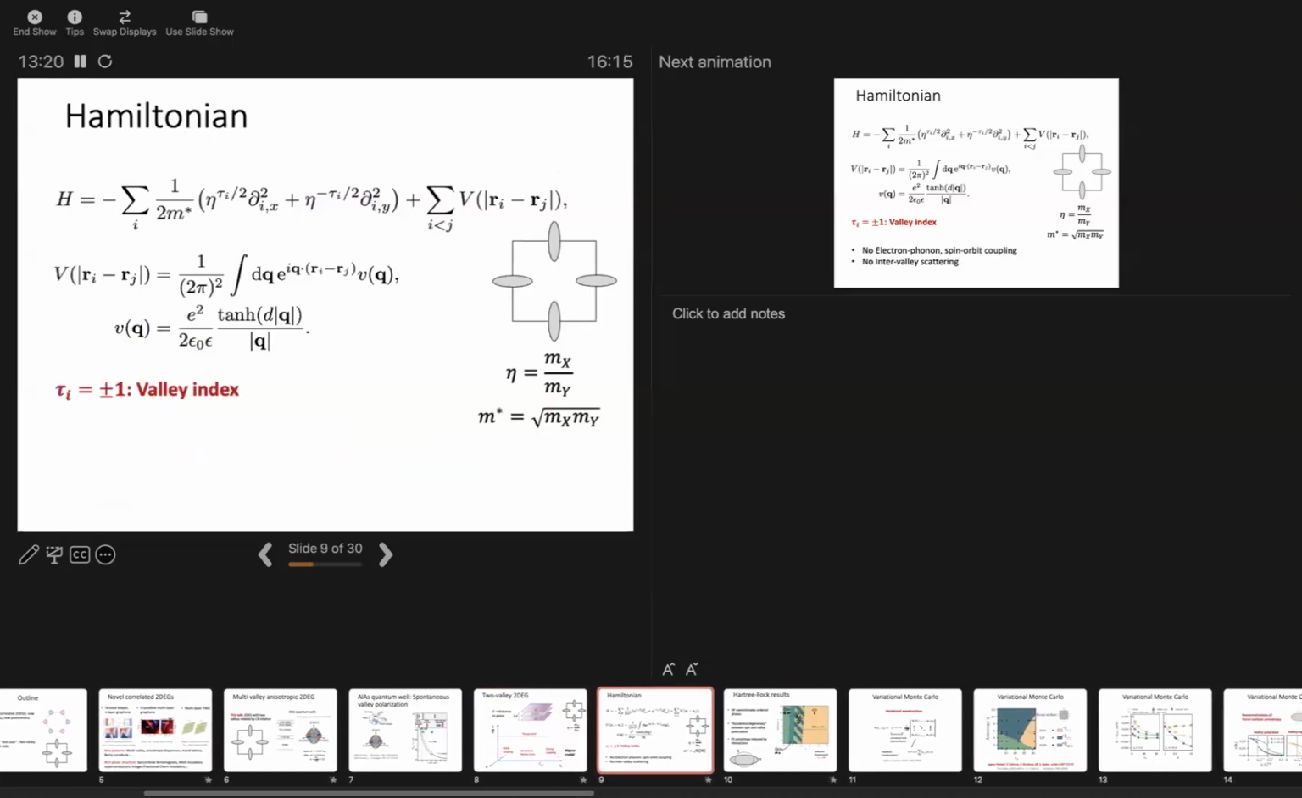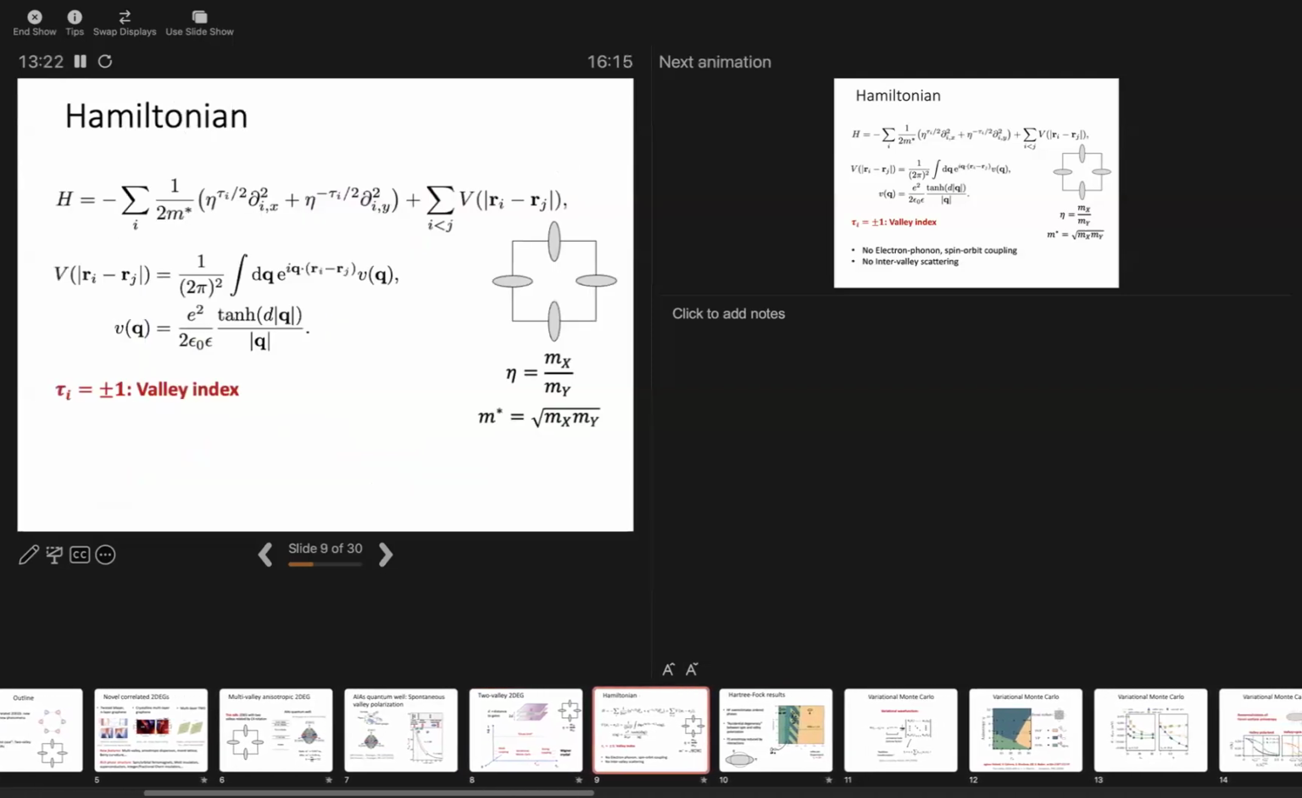Just before that, let me write the Hamiltonian. So this is the Hamiltonian. Here's the anisotropic effective mass, and there's a Coulomb interaction, which is long range. This thing is just the Fourier transform of a dual gate-screened long-range Coulomb interaction with a gate distance of d and a dielectric constant of epsilon. Tau here is the valley index, either plus or minus 1, which determines these two valleys, and there are also two spins. So it's a very simple Hamiltonian.